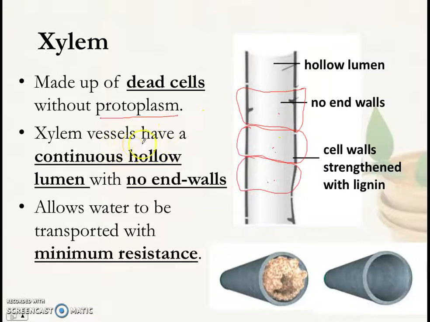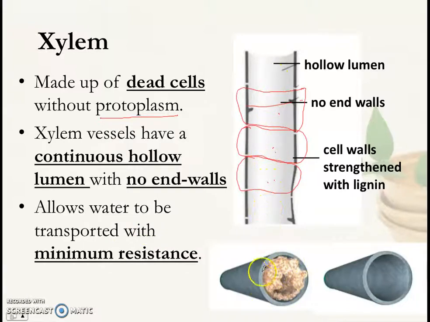So the xylem vessel itself has a continuous hollow lumen. Here it's pointing in the middle. It's like a hollow tube. Lumen means the center of the vessel. It's hollow, and there are no end walls. There are no walls between the cells. The reason for this is that it allows water to be transported with minimum resistance. Water can just flow through freely with very little resistance.